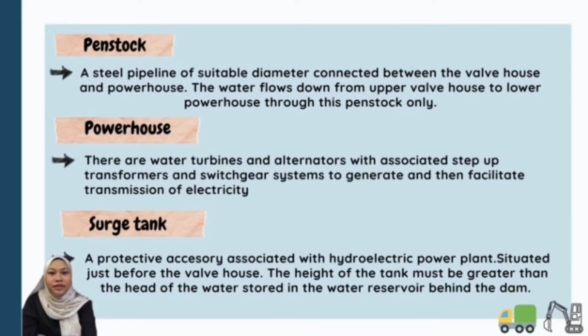The penstock is a steel pipeline of suitable diameter connecting the valve house and powerhouse. The water flows down from the upper valve house to the lower powerhouse through this penstock only. In the powerhouse, there are water turbines and alternators with associated step-up transformer and switchgear system to generate and then facilitate transmission of electricity. At last, we will come to the surge tank.